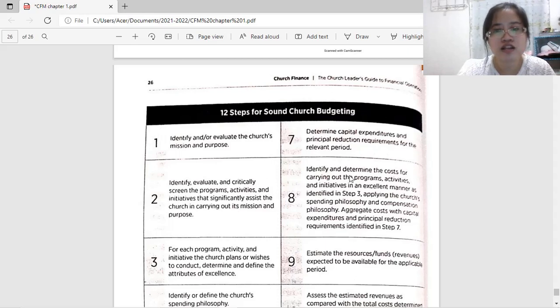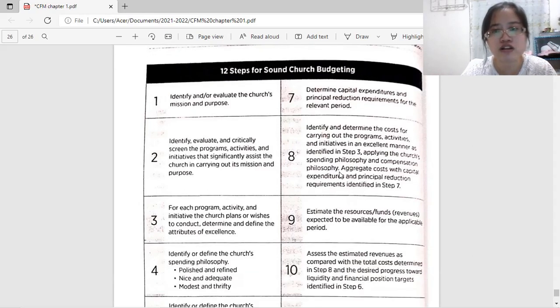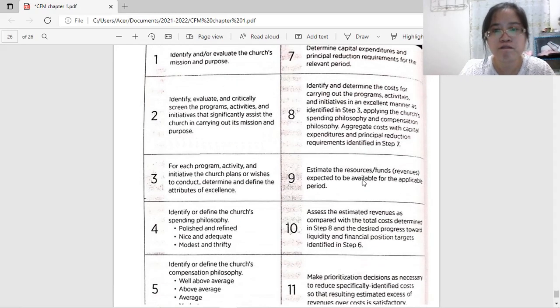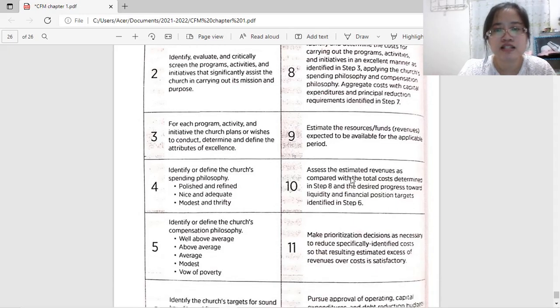And then number eight, identify and determine the cost for carrying out the programs, activities, and initiatives in an excellent manner as identified in step 3, applying the church's spending philosophy and compensation philosophy. Aggregate cost with capital expenditures and principal reduction requirements identified in step 7. Essentially, this number 8 is the operating budget. Number 9, estimate the resource or funds expected to be available for the applicable period. And then you have to compare this with the total of these expenditures. Assess the estimated revenues as compared with the total cost.